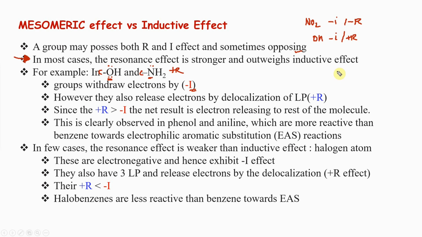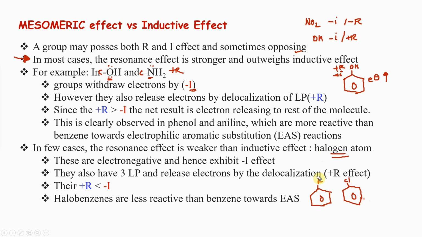So for example, if I take a ring, I have an OH group. OH is plus R minus I. So what is the net effect on the ring? Electron density is increased because plus R outweighs the minus I. Alright, that's what I can see. In a few cases alone the resonance effect is weaker than inductive effect. Example, halogen atoms. For a variety of reasons, let's take fluoro, chloro. If you do the experiment with chloro, you can say the same for bromo.